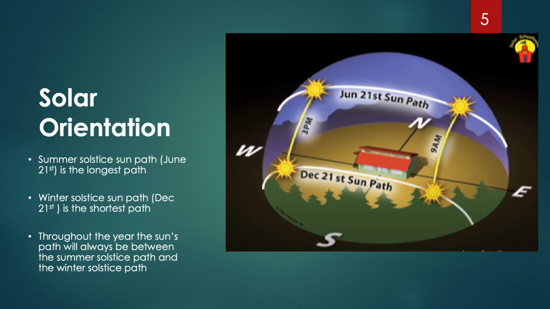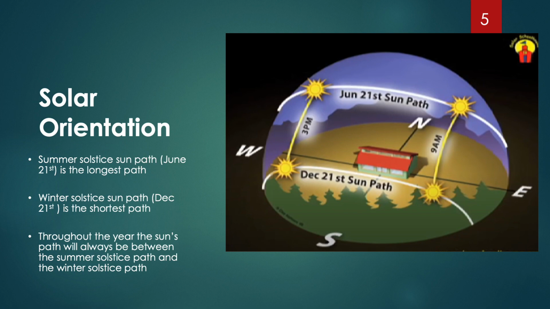Again, that is because at the summer solstice, the axis is tilted most towards the sun, so that makes the sun stay in the sky a lot longer. Whereas during the winter solstice, the axis is tilted away from the sun, causing the sun's trajectory across the sky to be the shortest. And so throughout the year, the sun's path will always be between the summer solstice path and the winter solstice path.